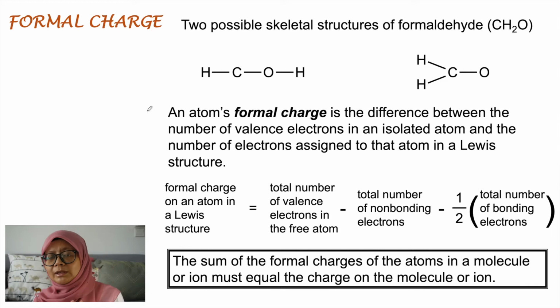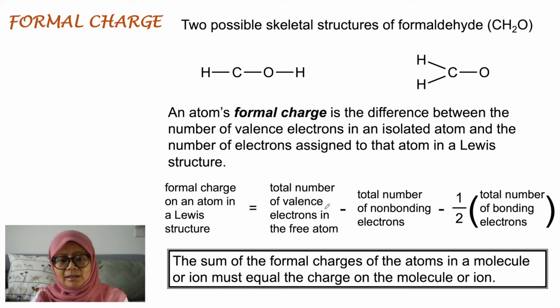In order to determine whether you have the correct Lewis structure or not, you need to be able to calculate the formal charge. So what is an atom's formal charge? It is the difference between the number of valence electrons in an isolated atom and the number of electrons assigned to that atom in a Lewis structure: the free atom's valence electrons, minus the non-bonding electrons, and also minus half of the bonding electrons.